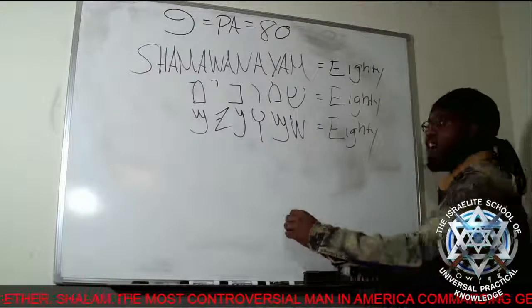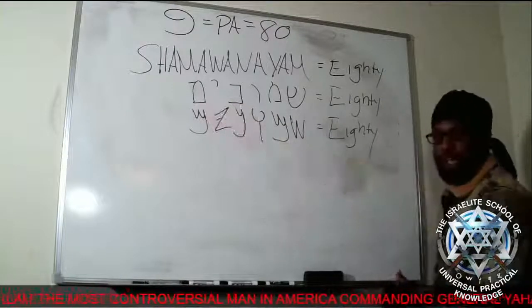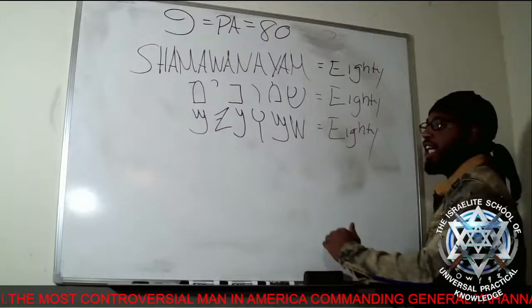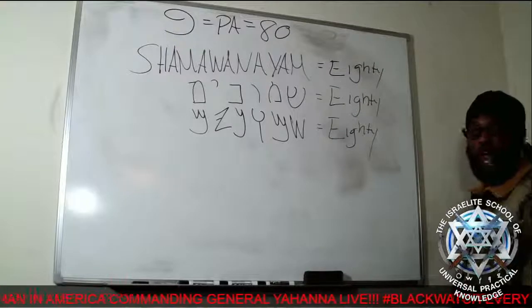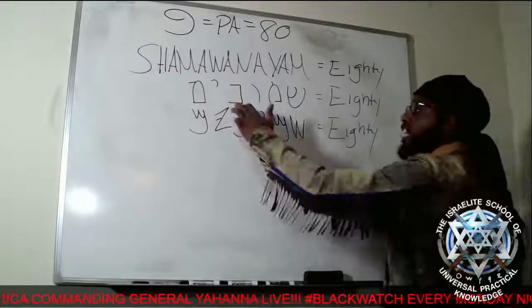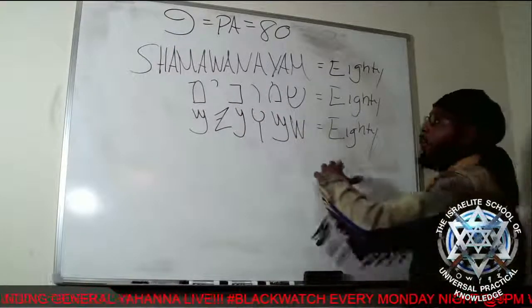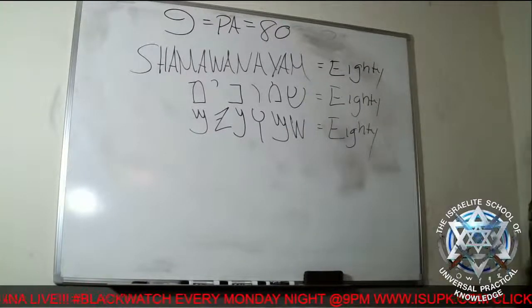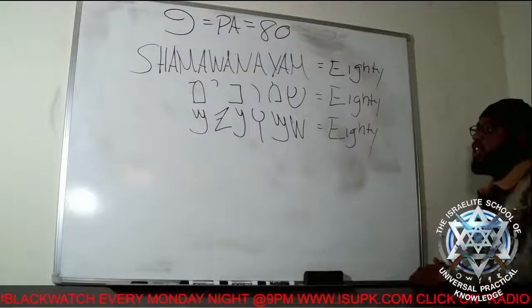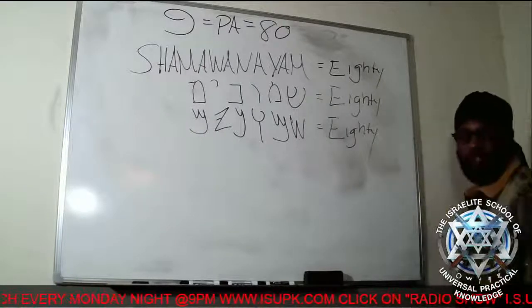Your yum is like a 10. It's letting you know that there's 8 tens. So you do 10 times 8. That would get you the number 80. That's why there's a yum at the end of Shamawana, which gets you Shamawanayim. That's the science behind it. That's the math behind it. Shamawanayim is how you get the number 80.